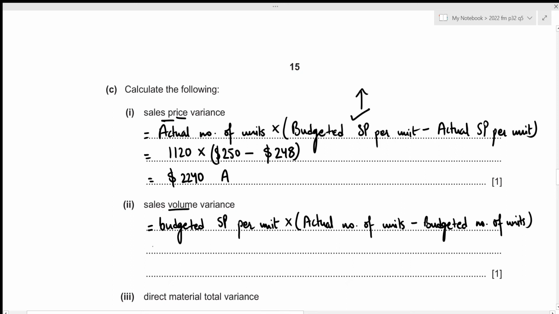All right. So our budgeted selling price per unit was 250. Our actual number of units was 1120, whereas the budgeted number of units was 1000. And this gives our sales volume variance the value of 30,000. Now we need to figure out whether this is an adverse condition or a favorable one. In this case, we can see that our actual number of units is greater than the budgeted, which is definitely what companies prefer, right? So this is a favorable condition.